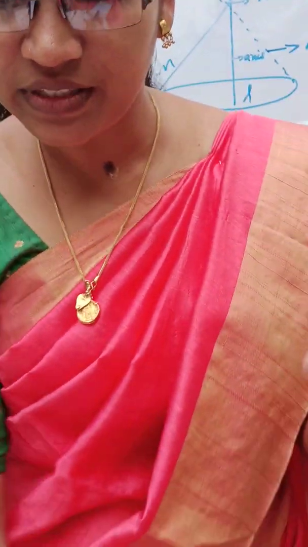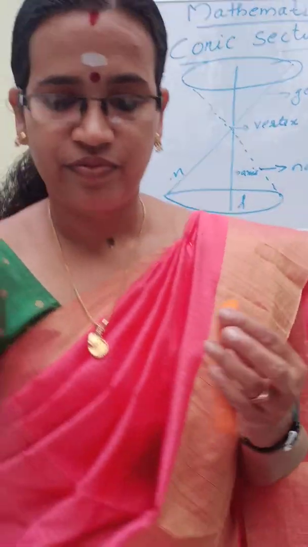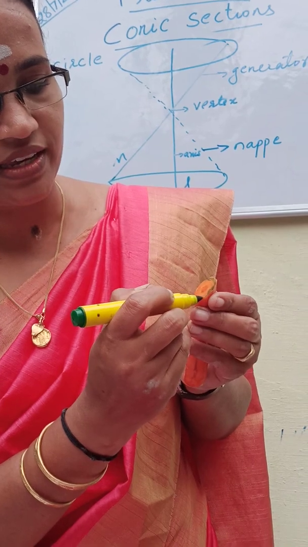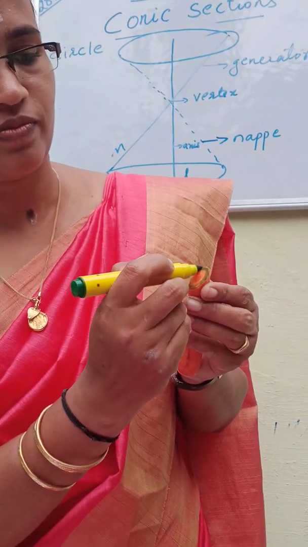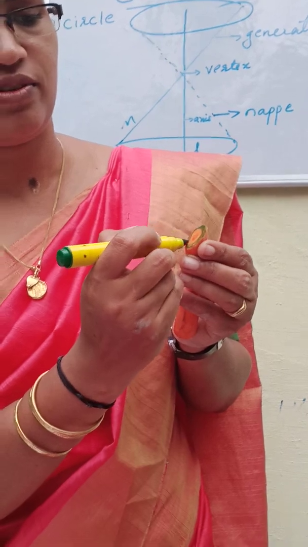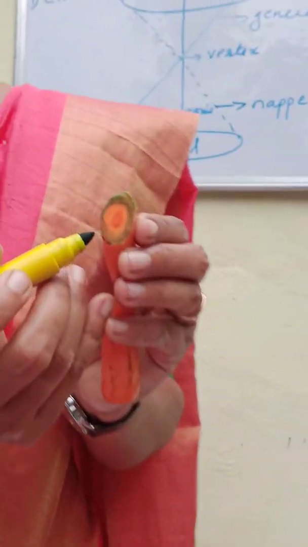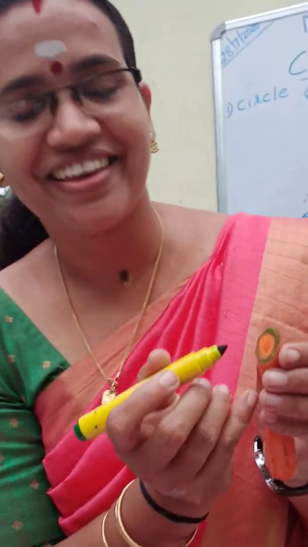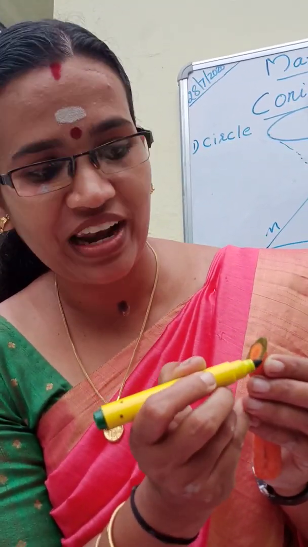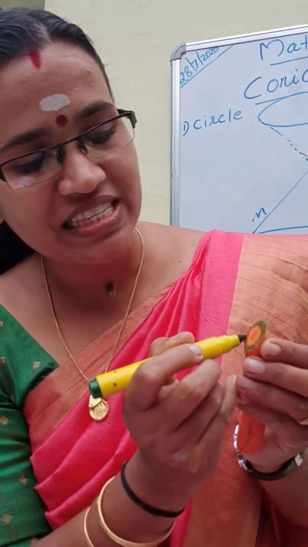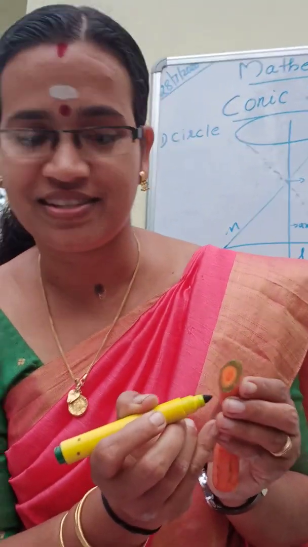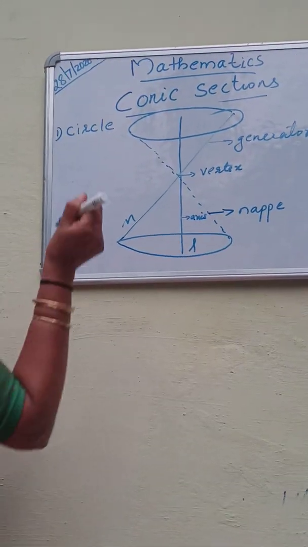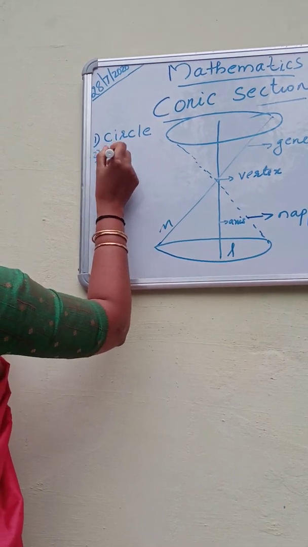Then what is the shape you get here? Is it a circle? No. Yes, it is an ellipse, an oval-like shape. So this is called an ellipse. Another shape we get is the ellipse.